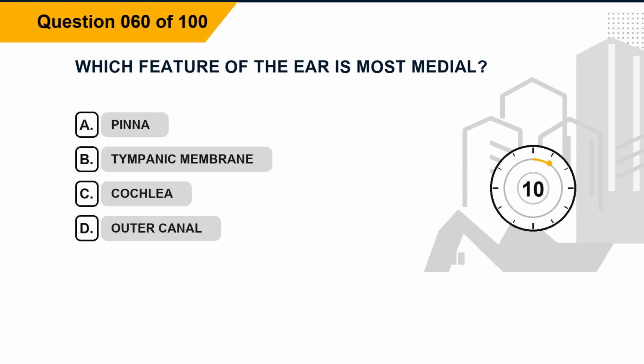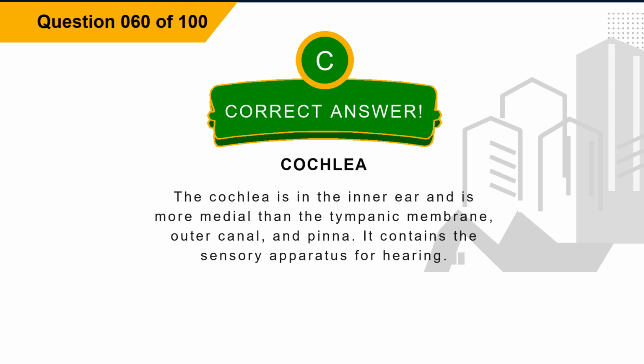Question 60. Which feature of the ear is most medial? Option A, pinna. Option B, tympanic membrane. Option C, cochlea. Option D, outer canal. The correct answer is option C, cochlea. Explanation: the cochlea is in the inner ear and is more medial than the tympanic membrane, outer canal, and pinna. It contains the sensory apparatus for hearing.